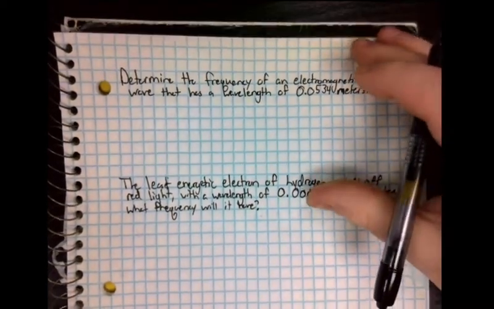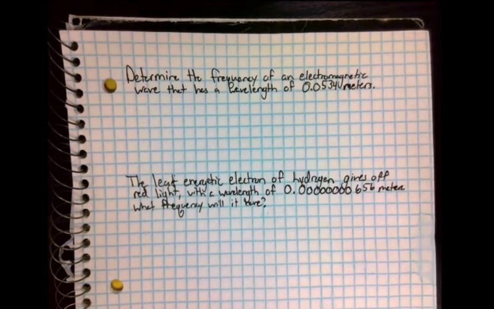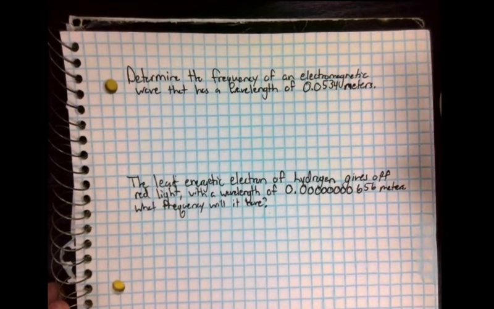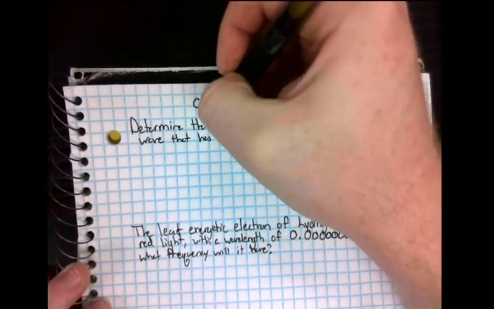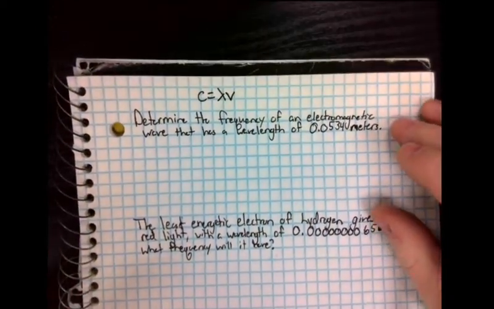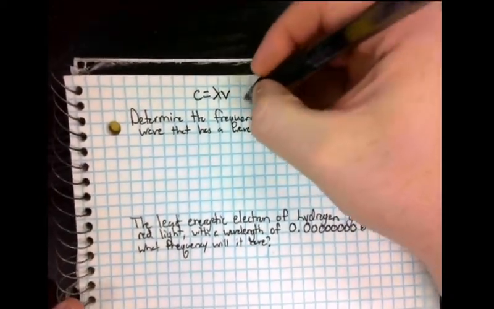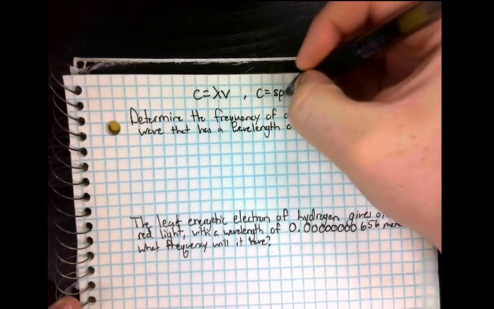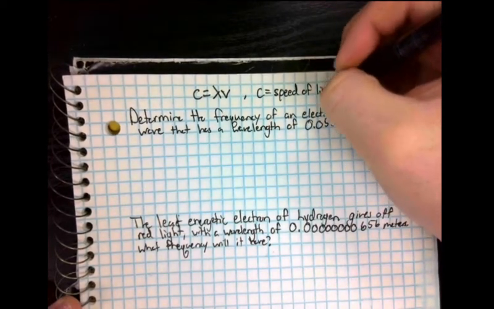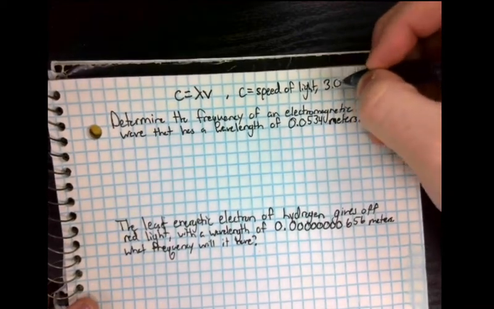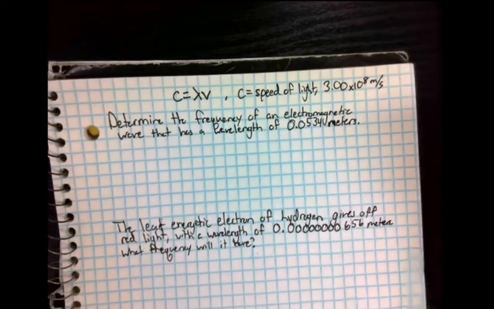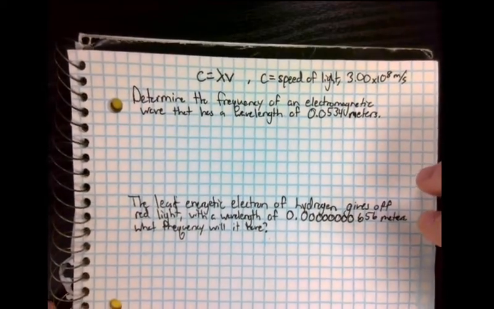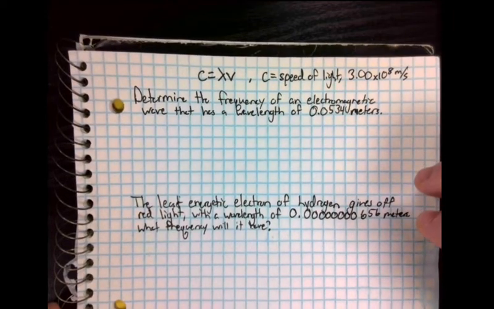Now, the wave equation is something that you will want to have memorized. It's pretty short, but you don't need to have memorized the value of c. So the equation is c equals lambda v, or c equals upside down y v. And c is the speed of light, which is 3.00 times 10 to the 8th meters per second. Lambda is equal to wavelength, and v is equal to frequency.